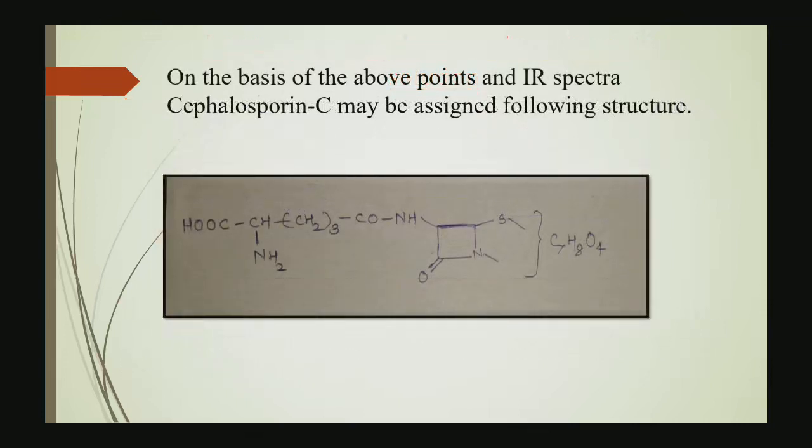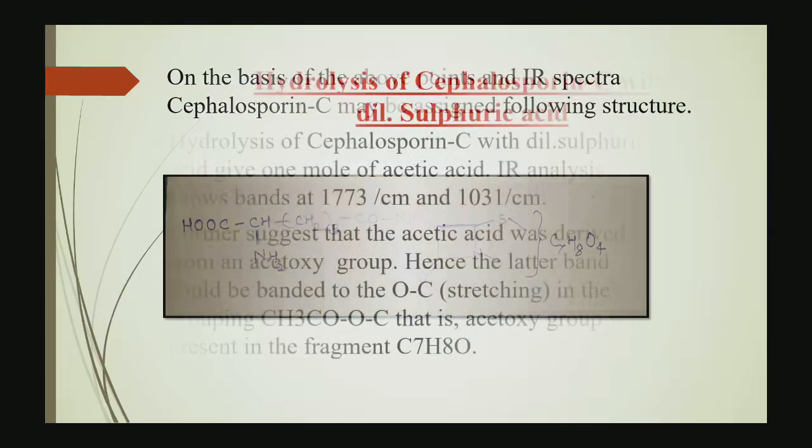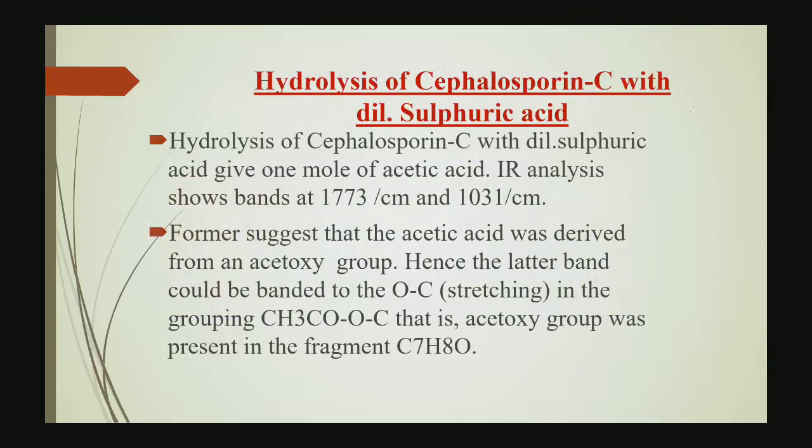So, on the basis of the above points and IR spectra, cephalosporin C may be assigned the following part structure, in which the structure is like butane and C7H8O4. The next point is about hydrolysis of cephalosporin C with dilute sulfuric acid. Hydrolysis of cephalosporin C with dilute sulfuric acid gives 1 mole of acetic acid.